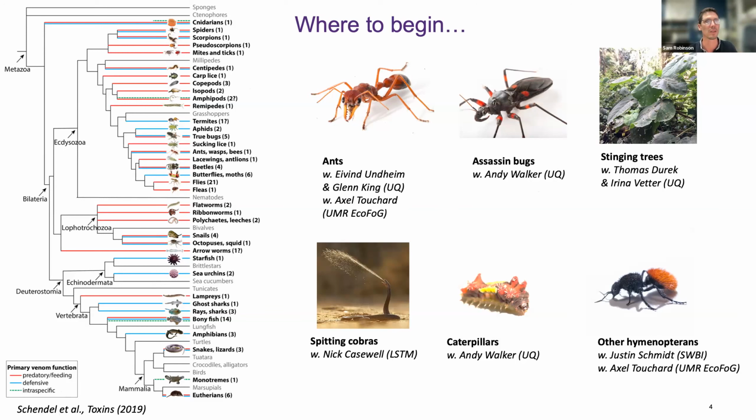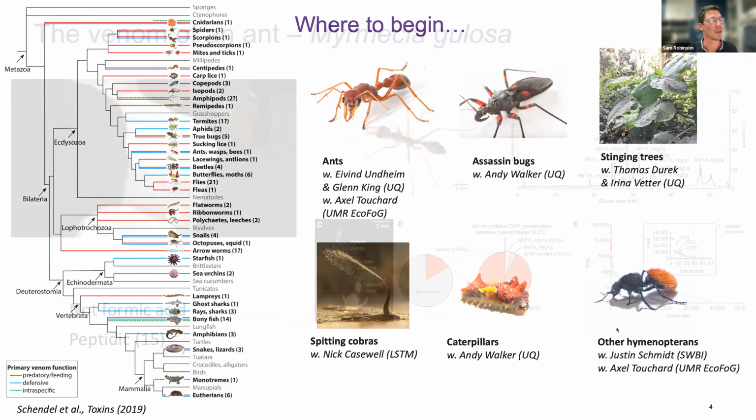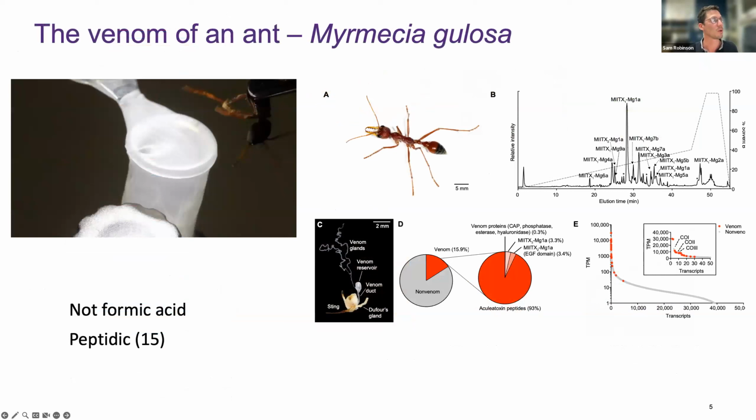all around this question of what are the components or the toxins that sting. Stinging trees, as Ronald mentioned, with Tom Jurek and Irina Veda. Spitting cobras with Nick Casewell, caterpillars, again with Andy Walker, and other hymenopterans with Justin Schmidt and also with Axel Touchard. But today I'm just going to cover the ants. So this is where we started.